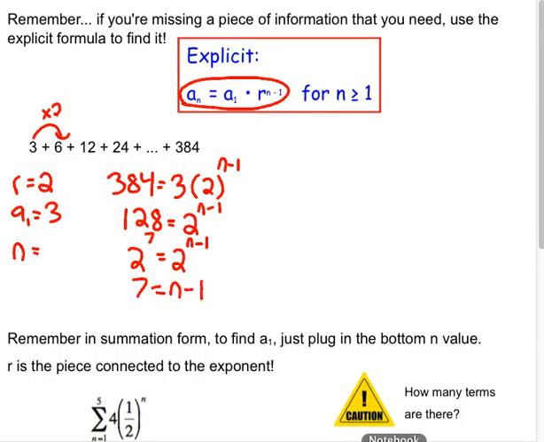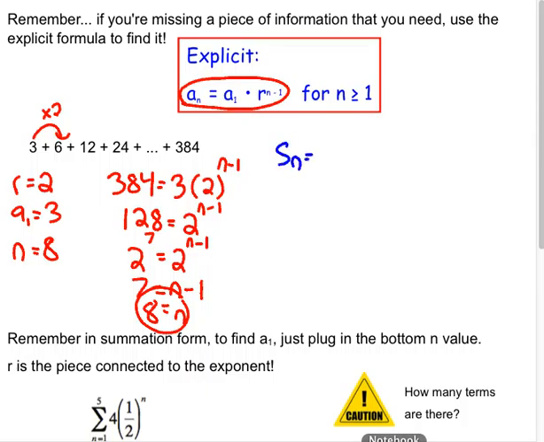We'll get more into that when we go back to chapter 7, but for now, this is all you need to know. If you have common bases, the exponents have to be the same, and then I get my n is 8. Now that I have that my n is 8, now I have everything I need to actually do the summation.